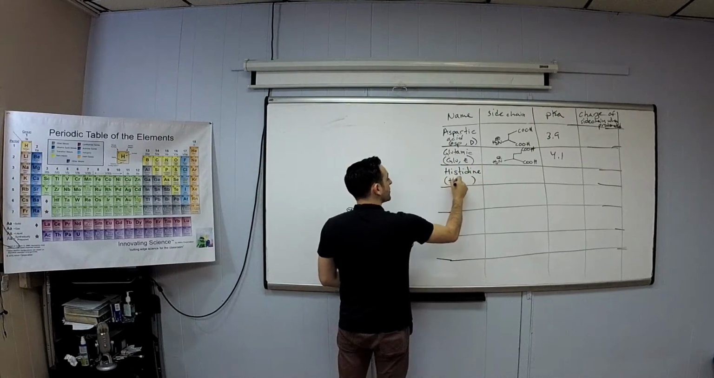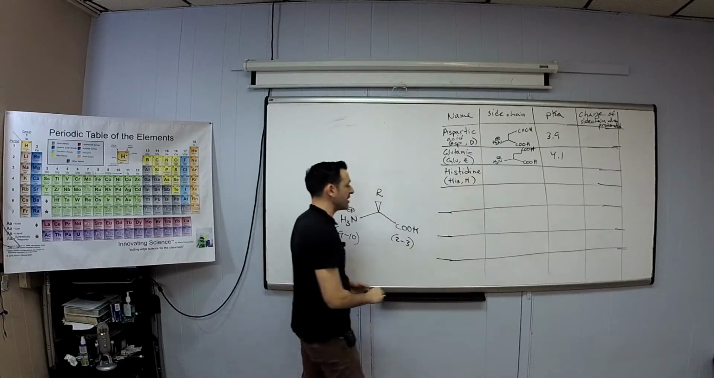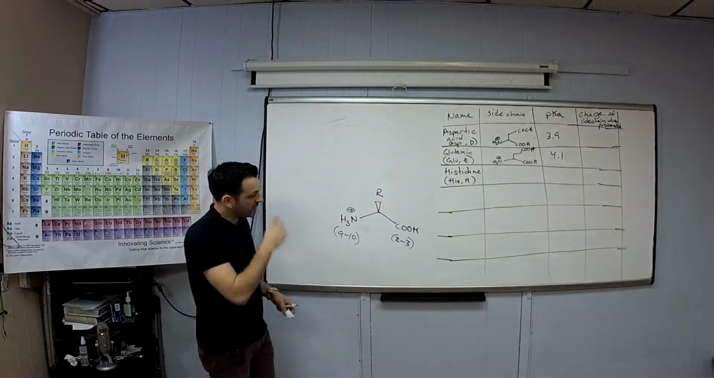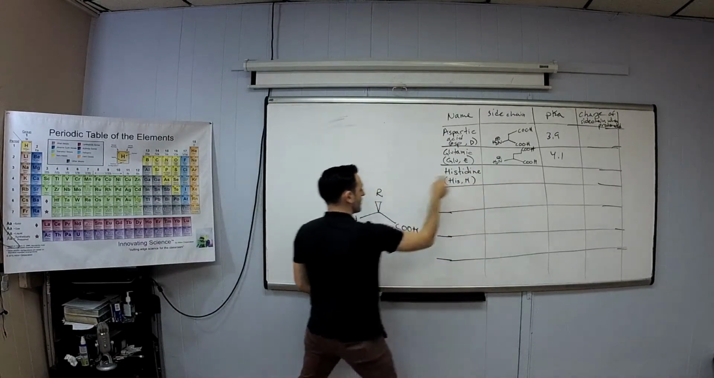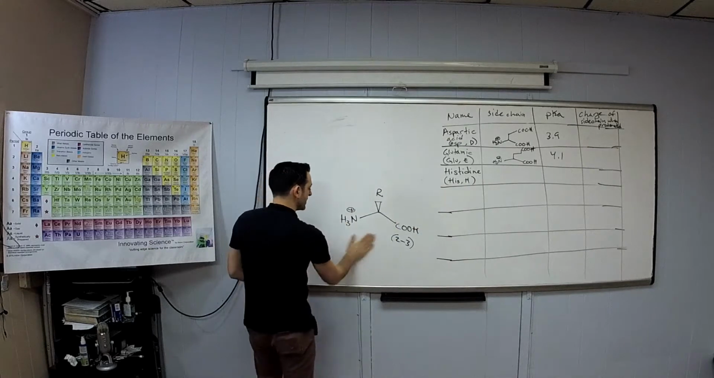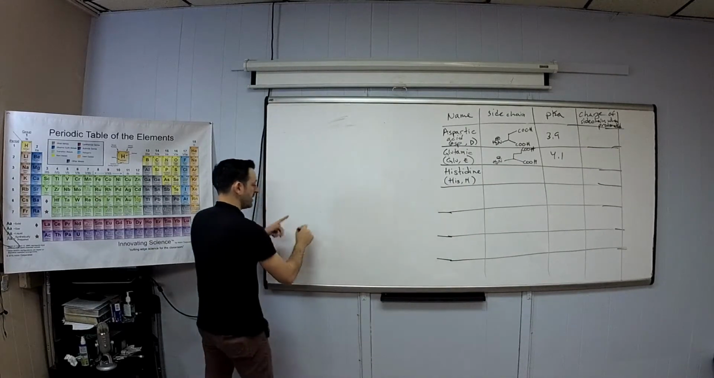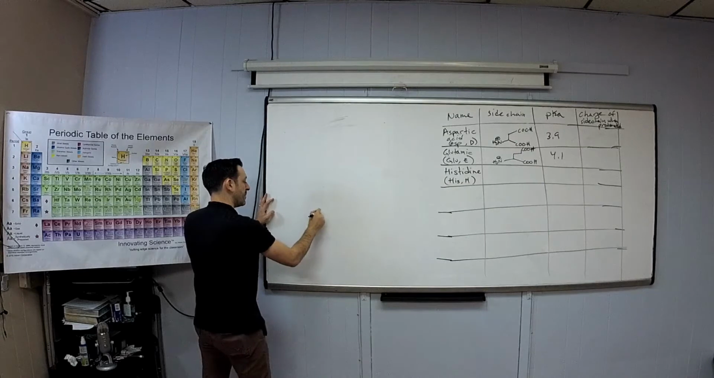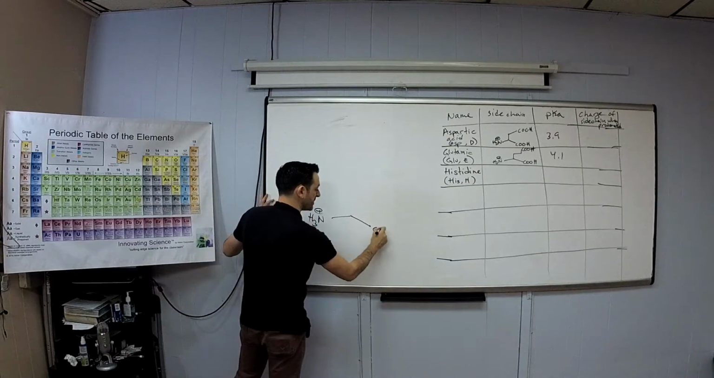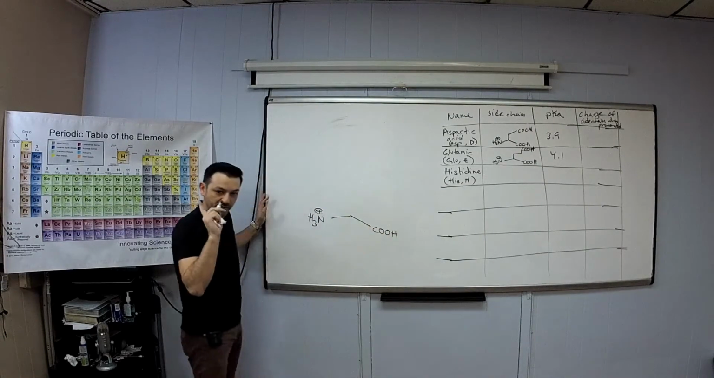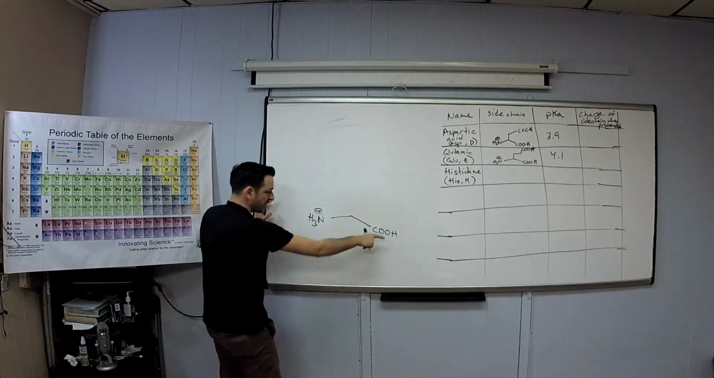Histidine has a three-letter code, His, and a single letter code, H. Because there's not a lot of room in here, I'm going to draw it right here. So what does histidine look like? It's H3N+, corner up, COOH. I'm fully protonating it.